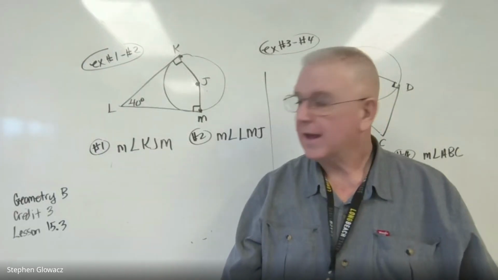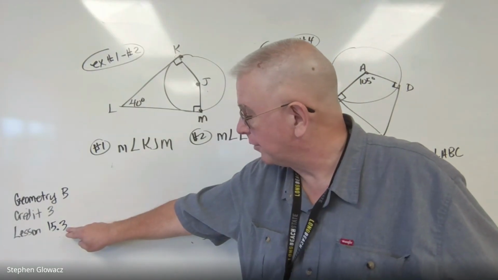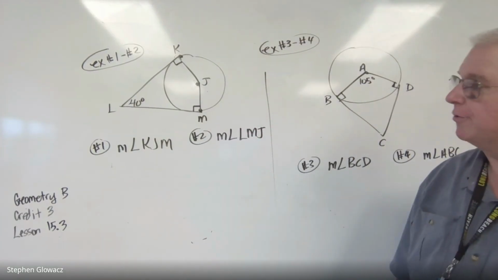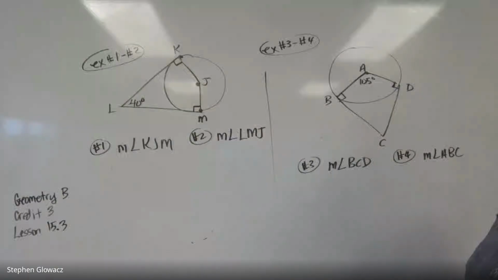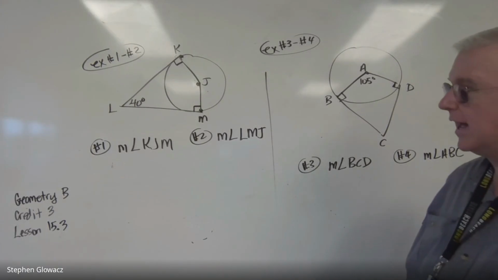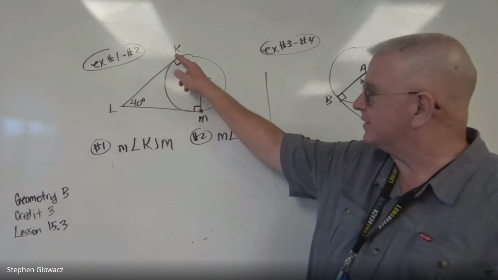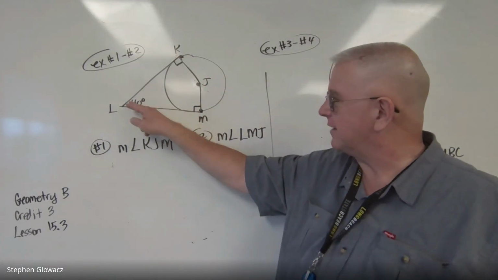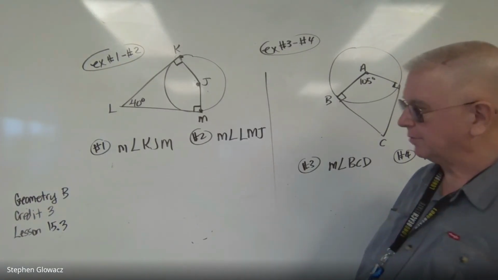These are the examples for Geometry B, Credit 3, Lesson 15.3. In Lesson 15.3, we're going to be working a little bit more with circles and quadrilaterals. This time they are not inscribed. As you can see, part of this four-sided figure here is outside the circle. But some of our same principles are still going to apply here.